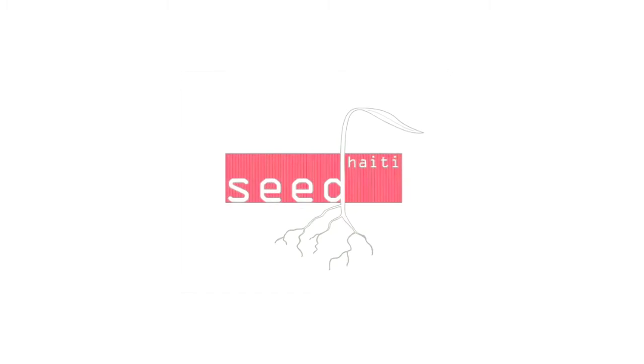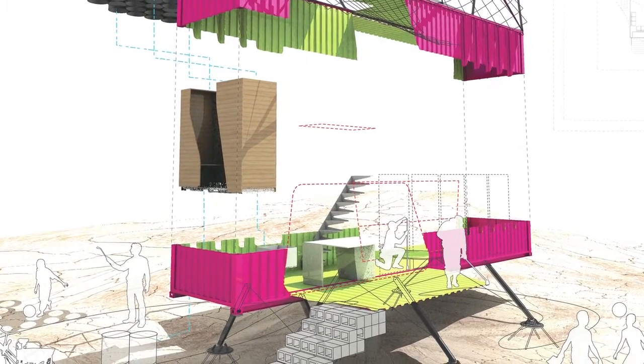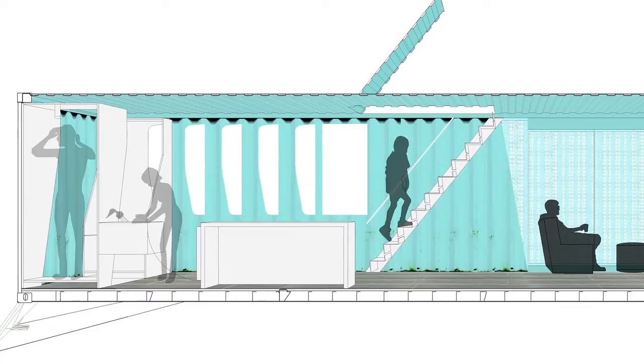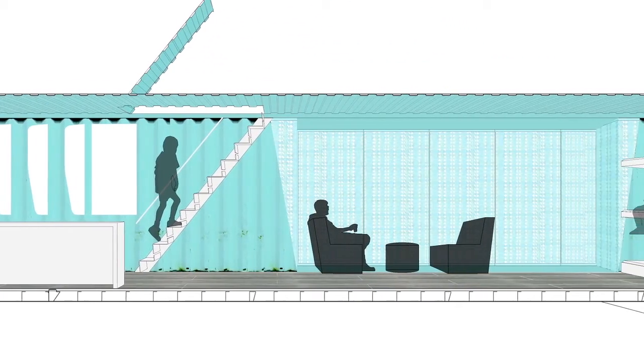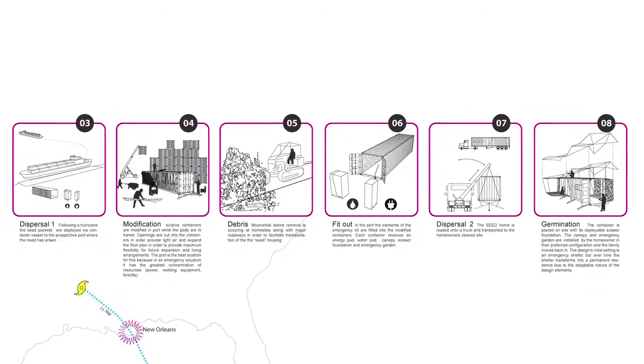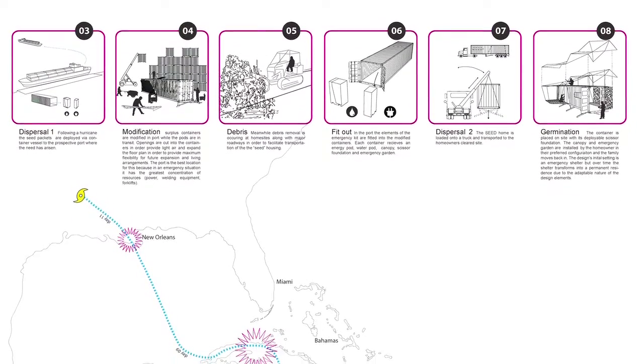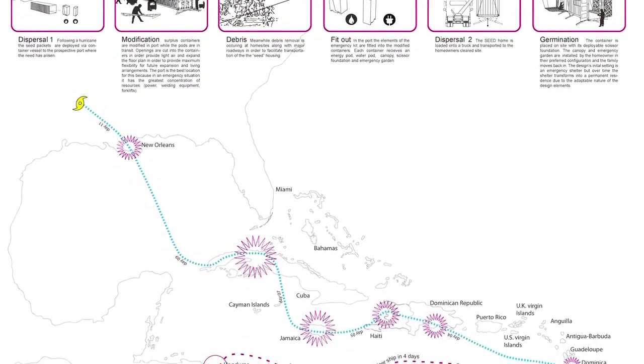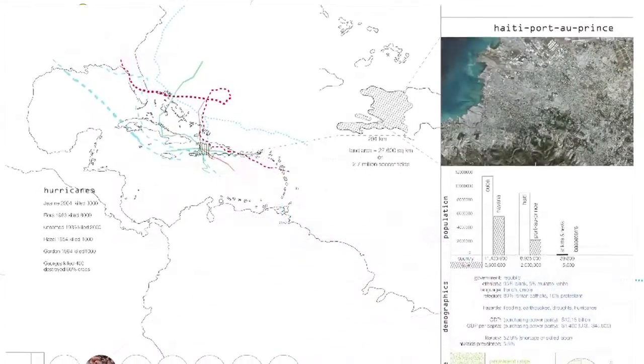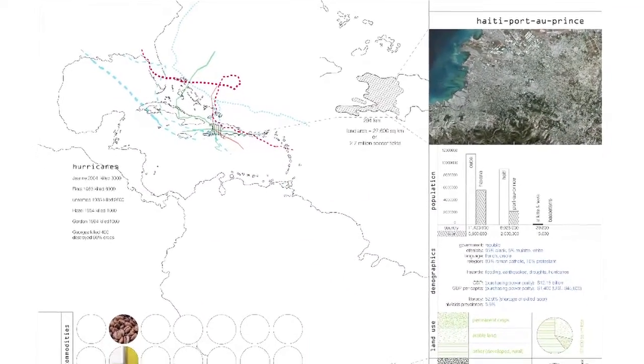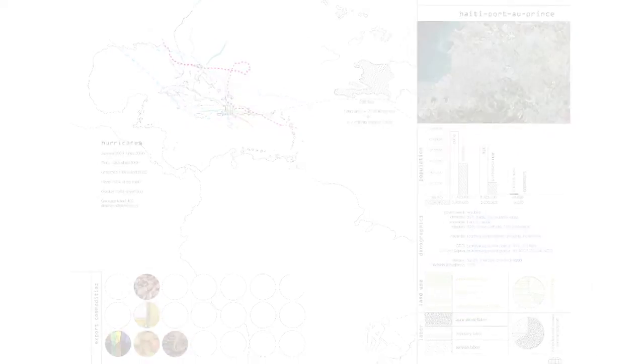So as a professor, I was also working on a project called SEED. It envisioned the life cycle of shipping containers. Shipping containers abandoned and empty that are already in the Caribbean would become homes for people left homeless by natural disasters in those areas. The project was a kind of ecology of life.